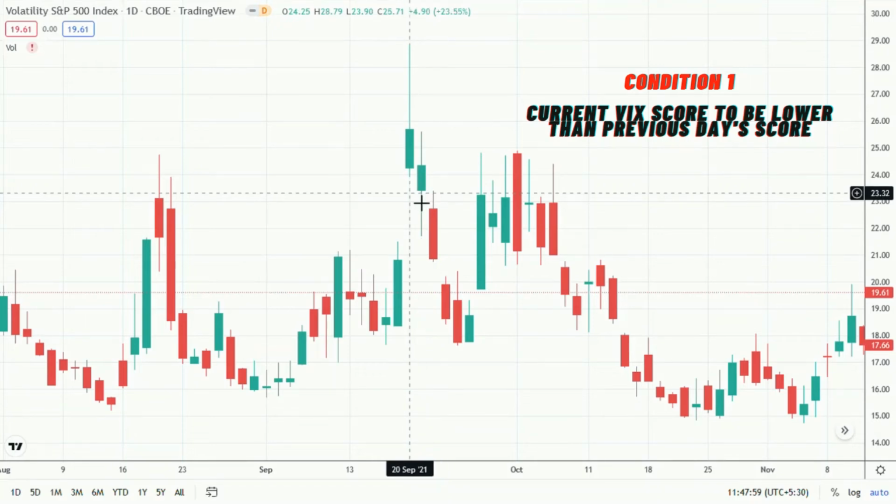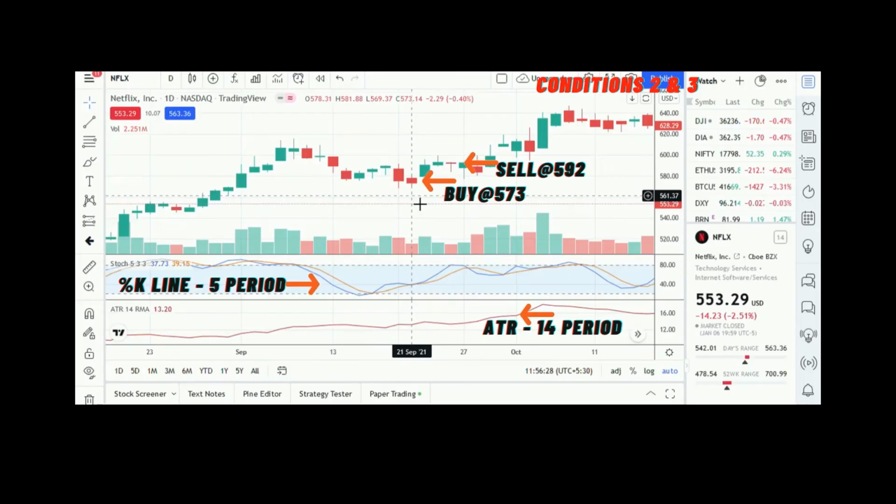We now look for condition 2 and 3. Here is the chart of Netflix trading in NASDAQ. I have loaded the stochastic oscillator here. The blue line is the percentage K line. The value of percentage K line can be seen here in blue. And if you notice here, this is a 5 period percentage K line. At the bottom, the red line is the ATR, and the value of ATR can be seen here in red. So let's go back to the 21st of September.